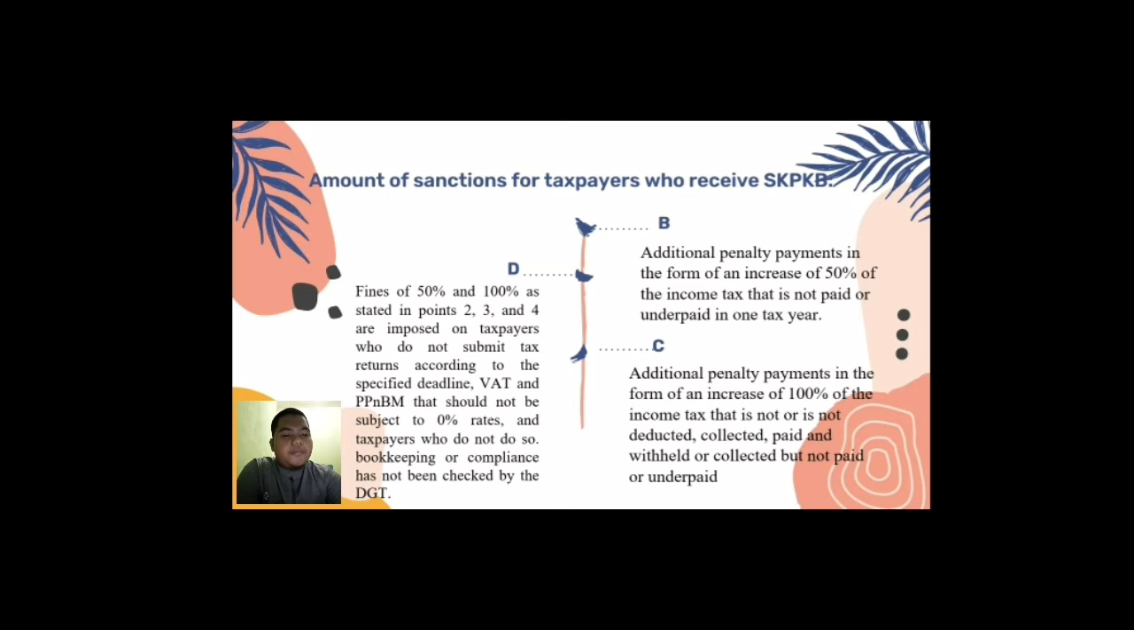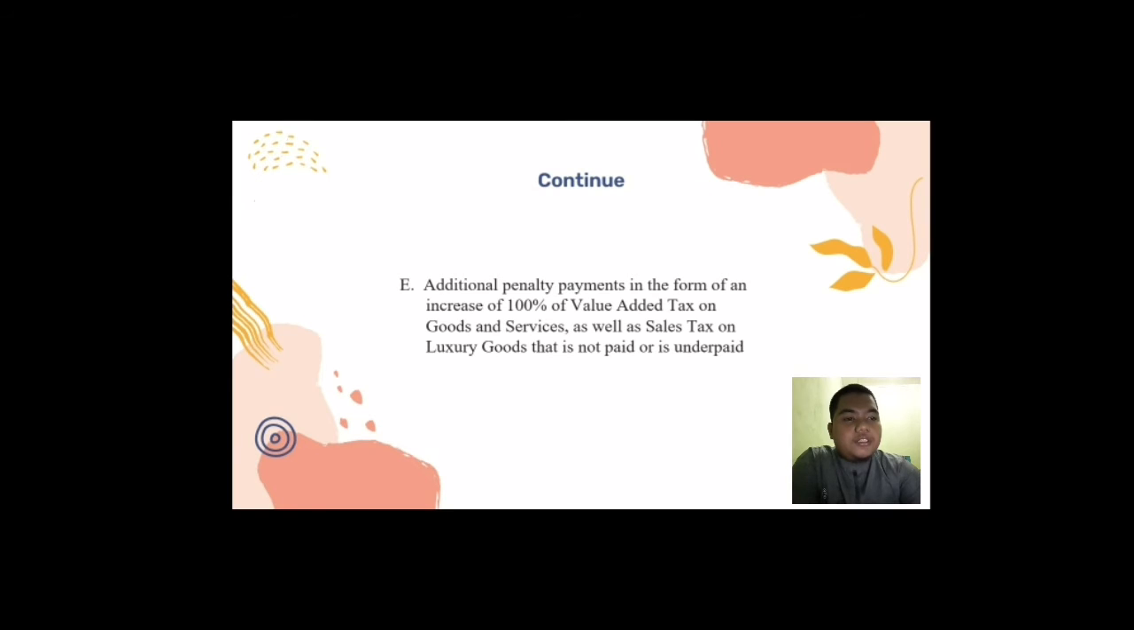VAT and PPnBM that shall not be subject to 0% rates, and the taxpayer who do not do so, bookkeeping or compliance has not been checked by the DGT. E. Additional penalty payment in the form of an increase of 100% of the value added tax on the goods and service, as well as sales tax on luxury goods that is not paid or is underpaid.